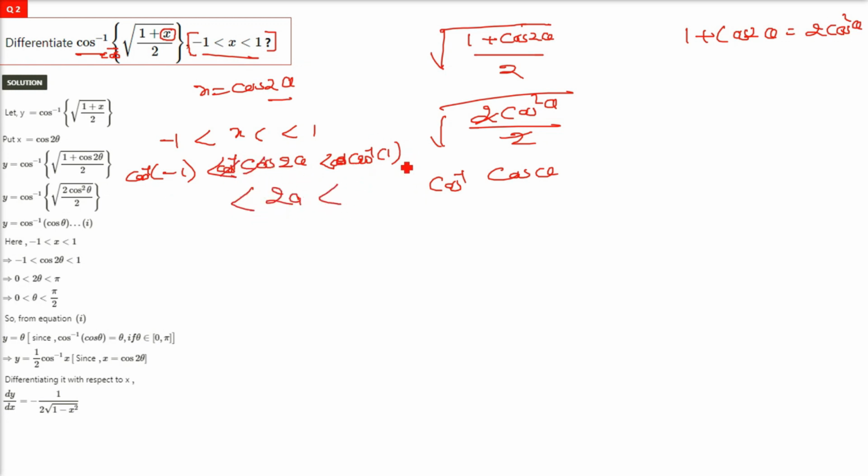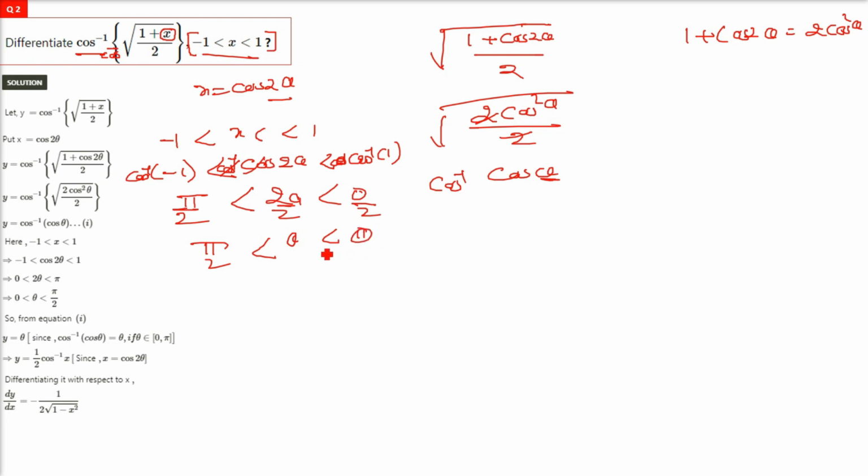And cos inverse 1, you know that cos of what value is 1? Cos 0 is 1, so you write 0. Cos inverse minus 1 is actually pi, because cos pi, cos 180 degree, is negative 1. Now 2 theta, but we need theta here because we will be differentiating theta only. Divide by 2. So you have theta between 0 and pi by 2.